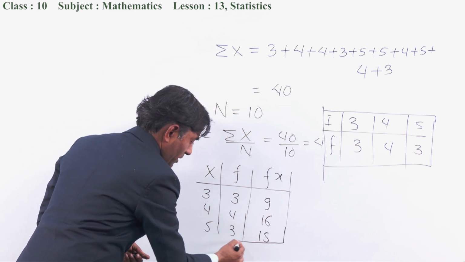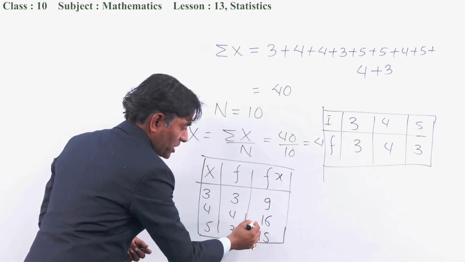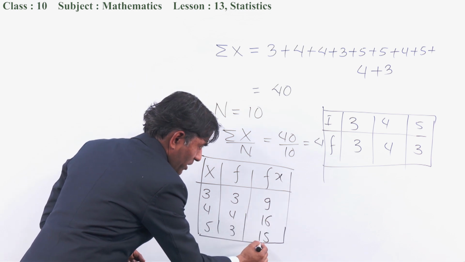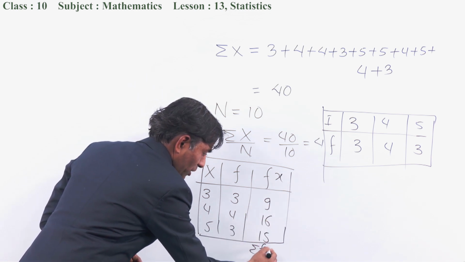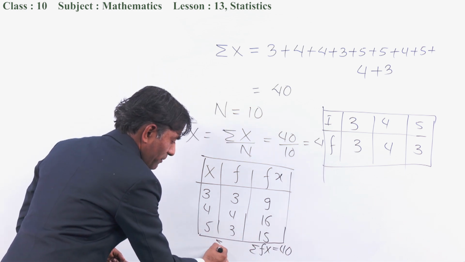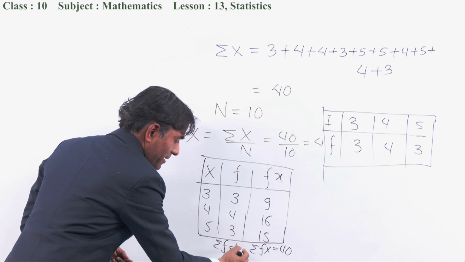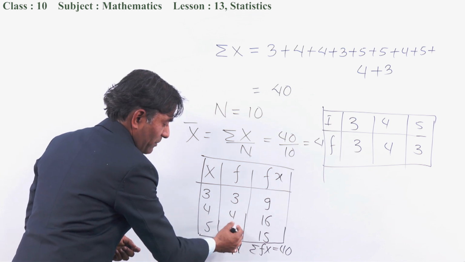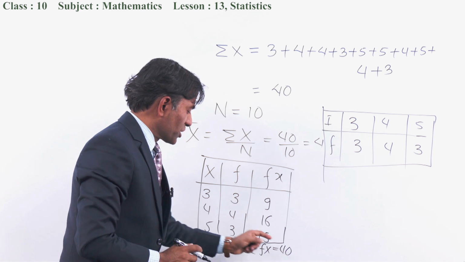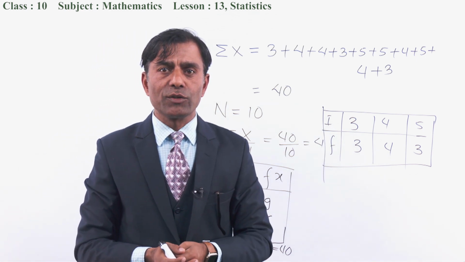So after this, find out total of fx. Total of fx is how much? 16 plus 9, 25. 25 plus 15, that is 40. Summation of fx is equal to 40. And summation of f means the total of the frequency. This is considered n. This is equal to 3 plus 4, 7 plus 3, this is equal to 10. So summation fx is equal to 40, and the total of the frequency, that is n, is equal to 10.